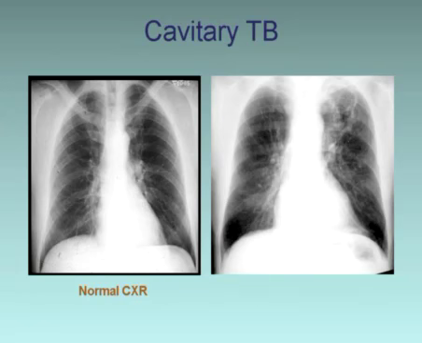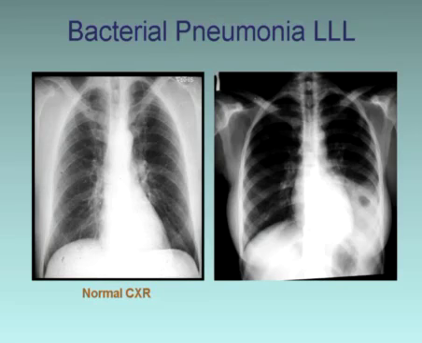This is a normal X-ray. This one, these patients have, see these circles, these are cavities of TB in the chest. This is a normal chest X-ray. This is a patient with TB, a left lower lobe pneumonia. This looks just like a bacterial pneumonia, but it was actually TB. Can't tell the difference just based on the X-ray.